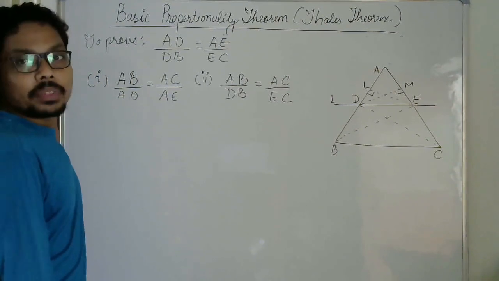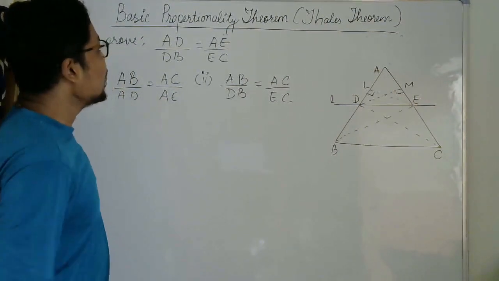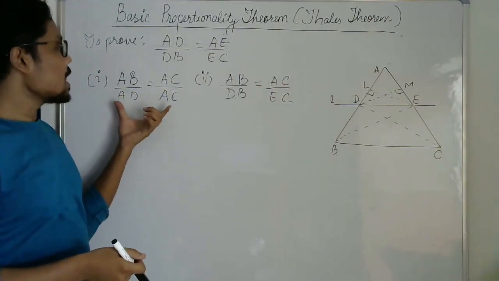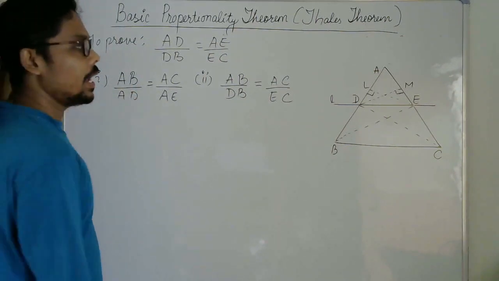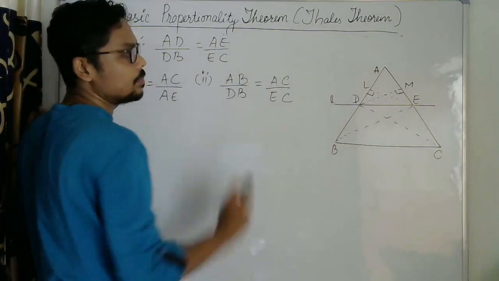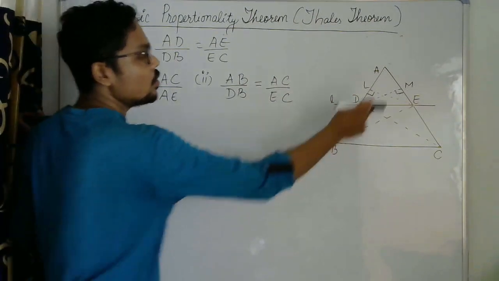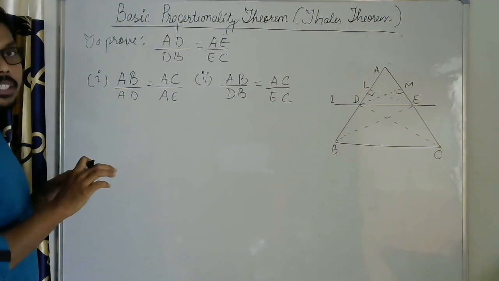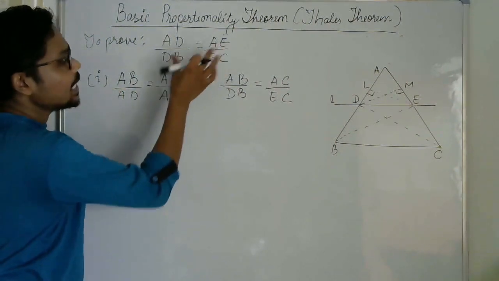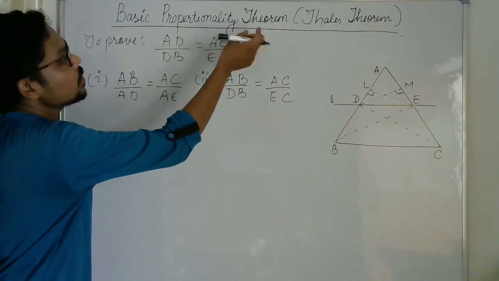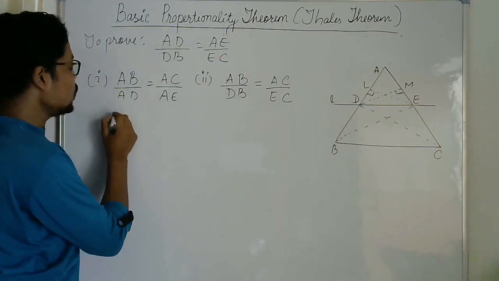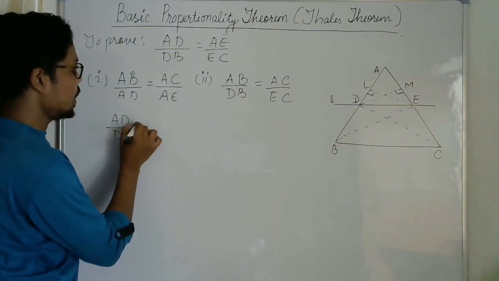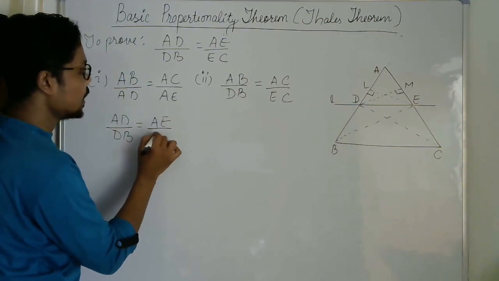Now the same way, from this relation only we can prove that AD by DB and AE by EC, that is proved already. So by that we can do this as well, that is AB by AD is equal to AC by AE. So let us do that. First, we'll take this relation, by the basic proportionality theorem or Thales theorem, AD by DB is equal to AE by EC.